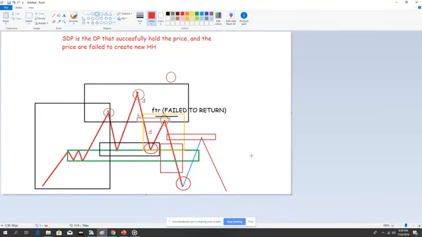The structure breaker, the SD. You already did your homework. You must know. You must understand this one. Okay? So this is the SDP.